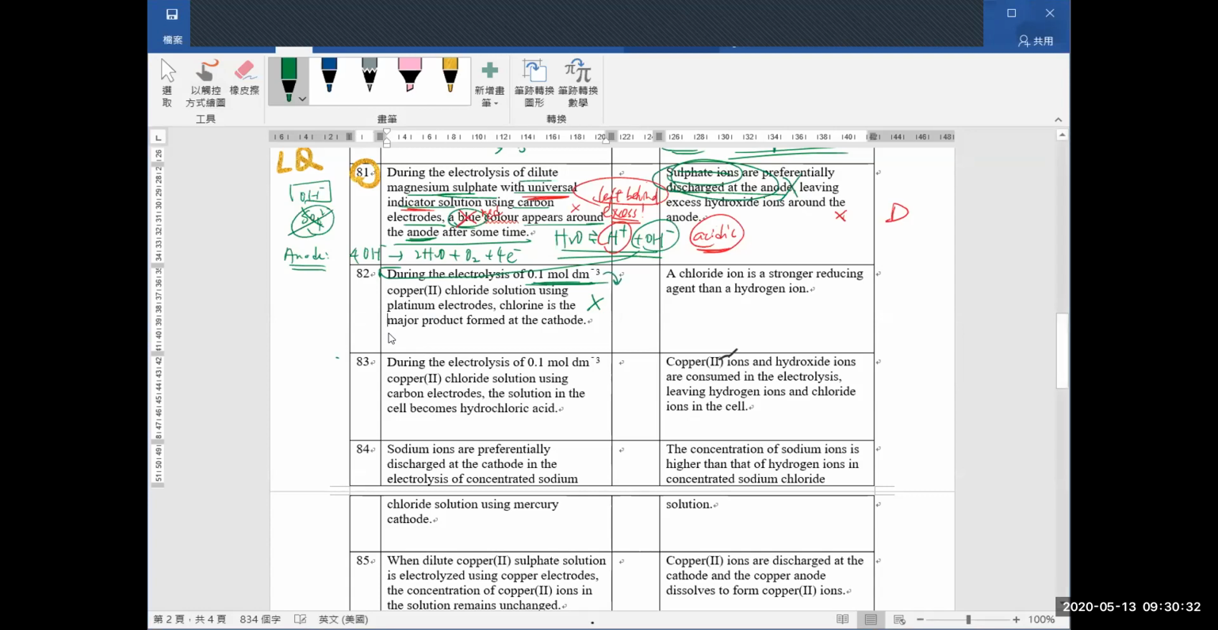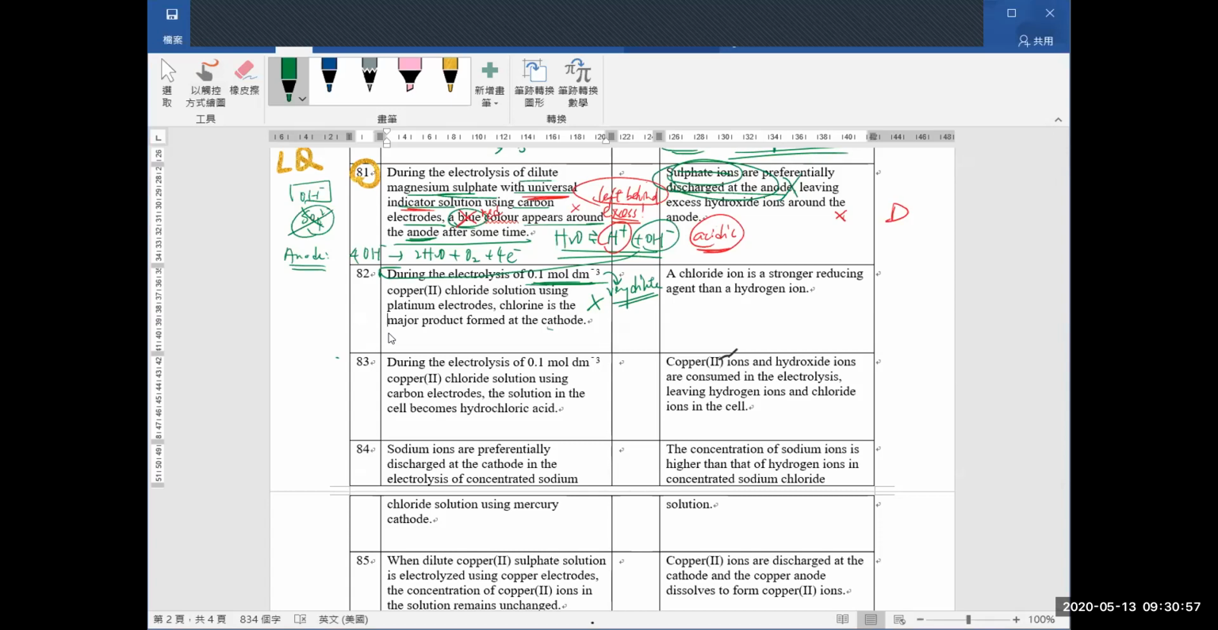We still have what? The solution is still very dilute. The concentration of chloride ion is not high enough to undergo preferential discharge. So it is not chlorine that is preferentially discharged. Instead, it is oxygen. That is the first point.